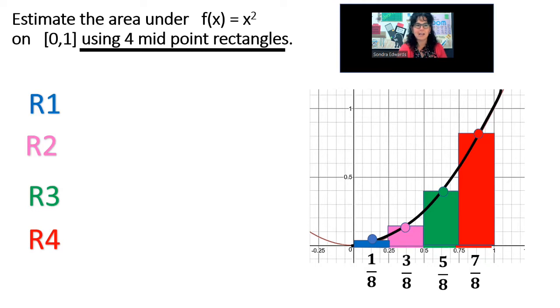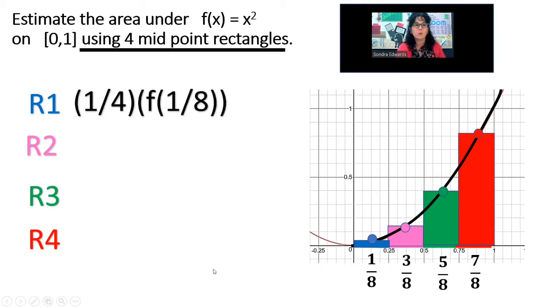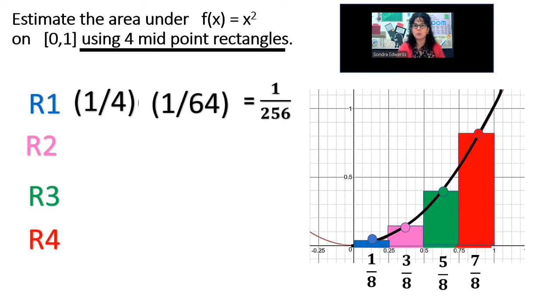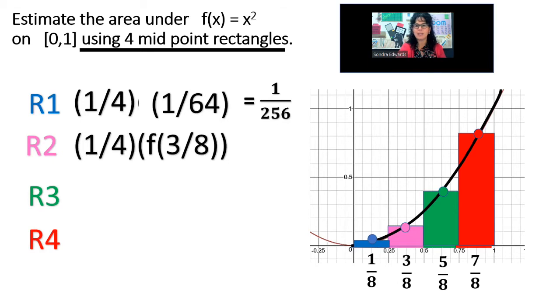So for rectangle 1, the width of the rectangle, that distance right there, is 1/4. And then the height of the rectangle, we want to plug 1/8 into this function because the y coordinate is the same as the distance off of the x-axis. So I substitute in 1/8. 1/8 times 1/8 is 1/64. Then we're going to take the width multiplied by the height, and we now have the area of the blue rectangle. Okay, then on to the pink rectangle.